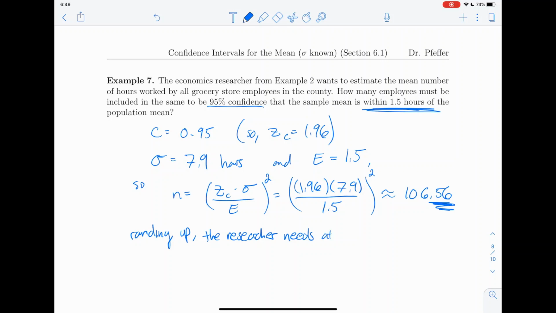So rounding up, the researcher needs at least 107 grocery store employees in the sample. What that tells us is that the 40 that this researcher currently has is clearly insufficient if they want to have 95% confidence with this very restricted margin of error.